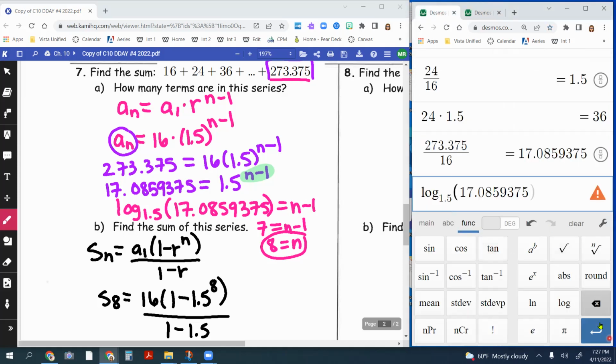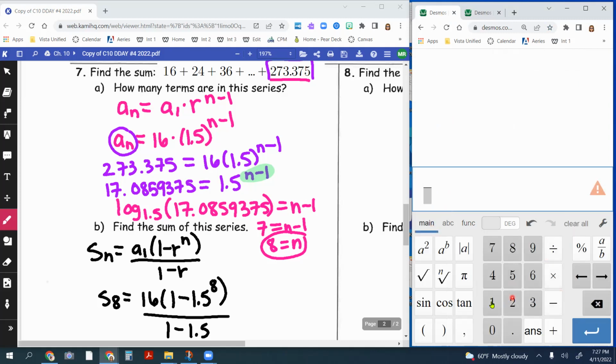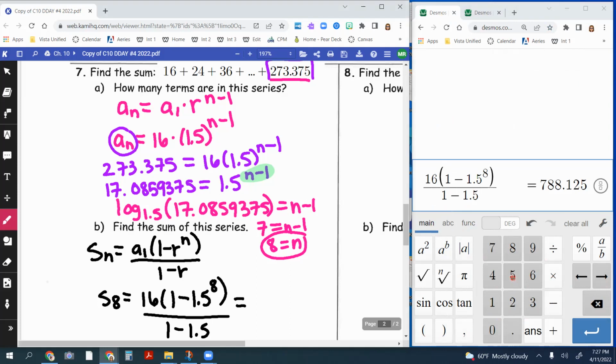So let me just get back to this calculator. So I'm going to divide 16 times 1 minus 1.5 raised to the power 8 over 1 minus 1.5. And I end up getting 788.125 as our sum.